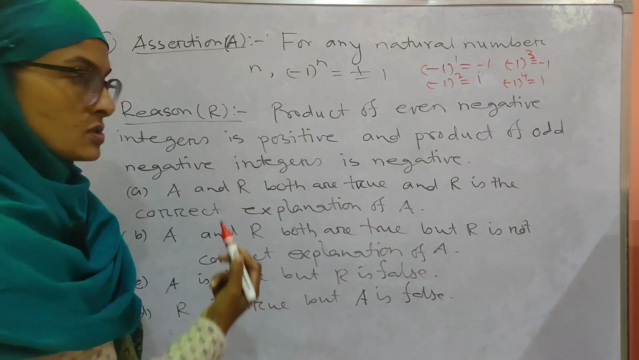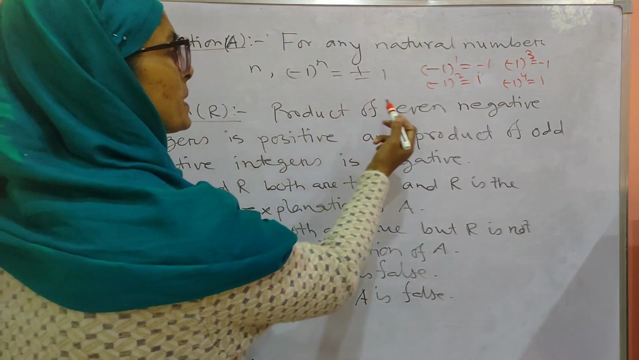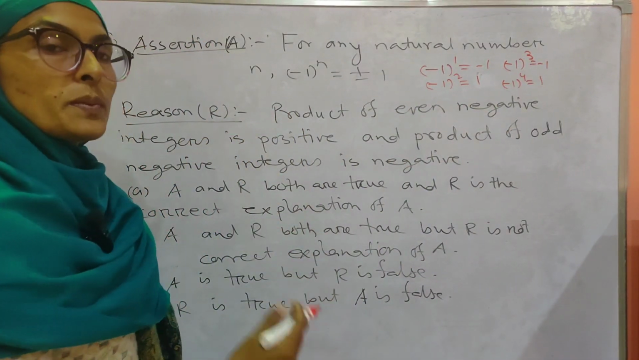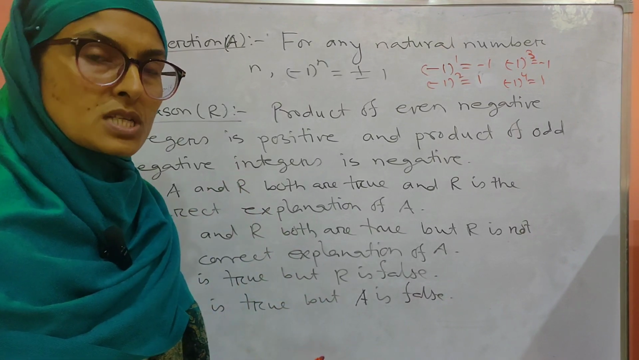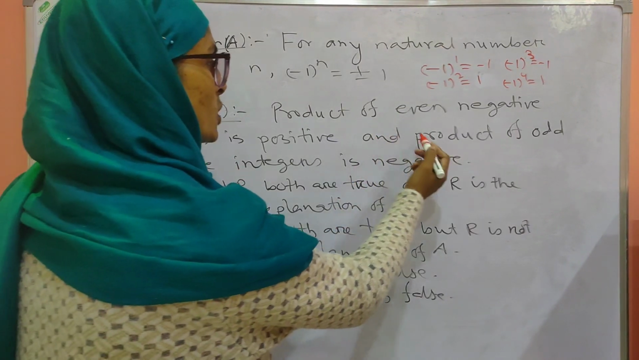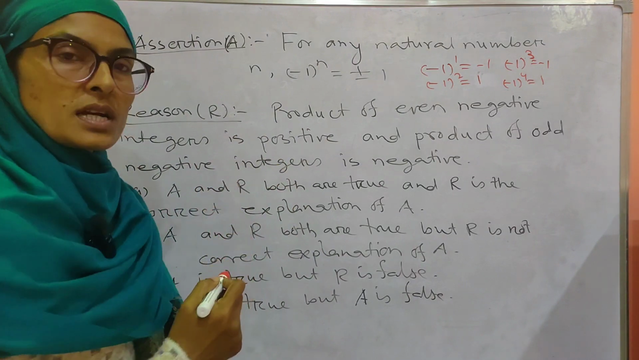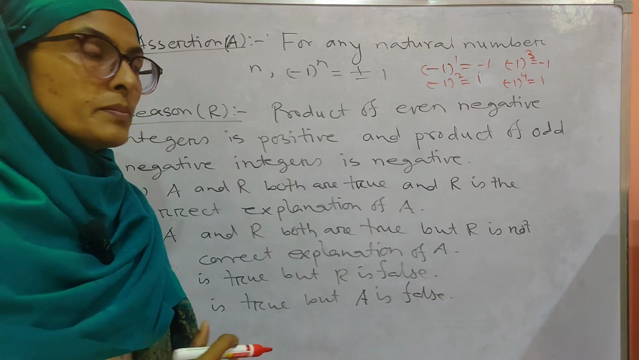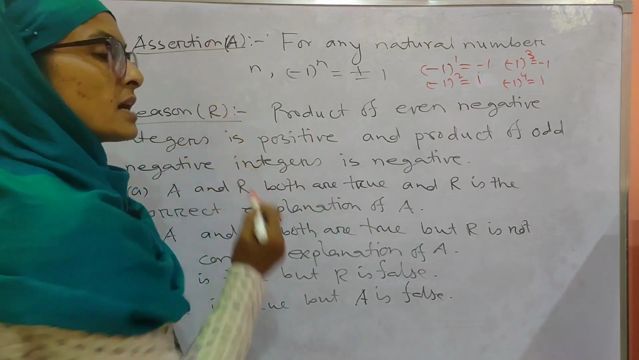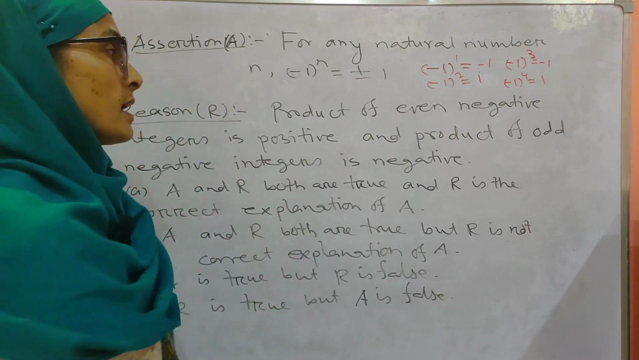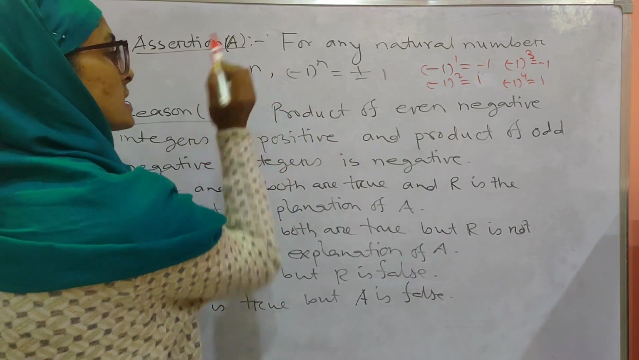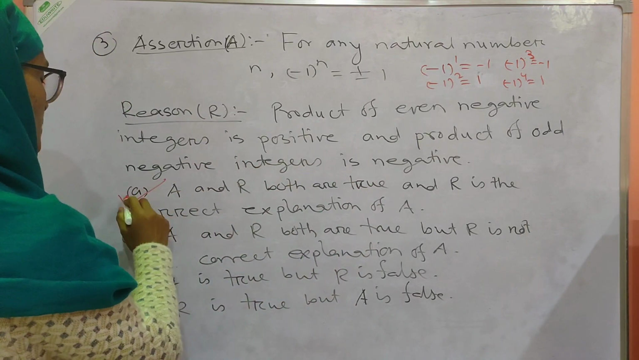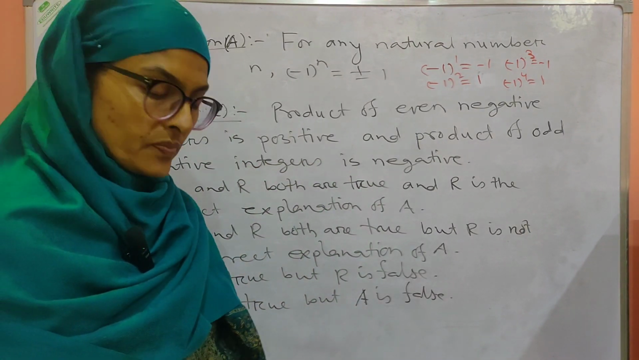Now check the reason. Product of an even number of negative integers is positive. Product of an even number of negative numbers is always positive. And product of an odd number of negative integers is negative. Product of an odd number of integers is always negative. So both the assertion and reason are true and R is the correct explanation of A. So option A is the correct option.